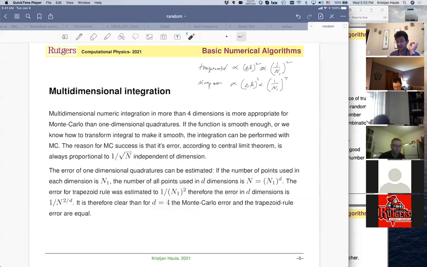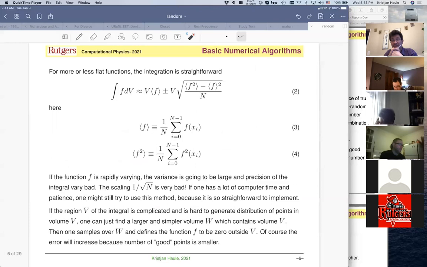Naively, one would say that Simpson's rule would break even in eight dimensions, but it turns out that Simpson's rule actually is not much better in four dimensions than Monte Carlo. So the rule is that whenever you have four or more dimensions, you should try Monte Carlo, and probably you're going to be better off than with any other rule. Okay, so now how does Monte Carlo work?